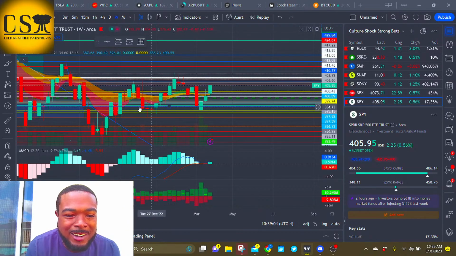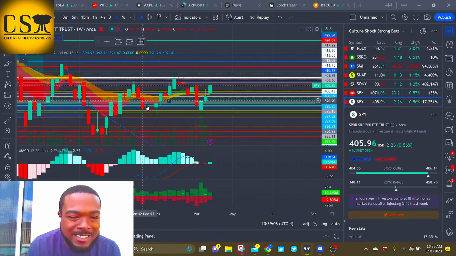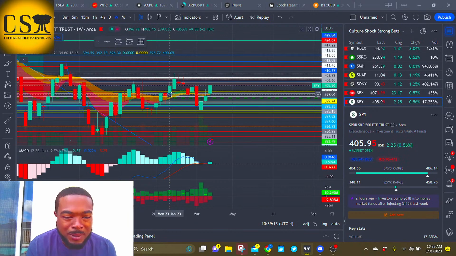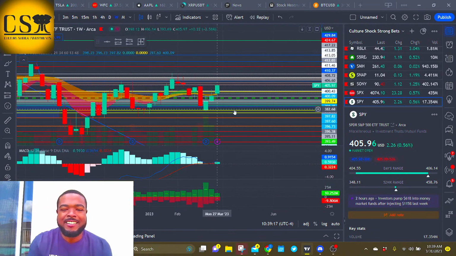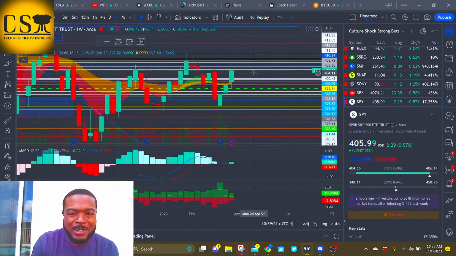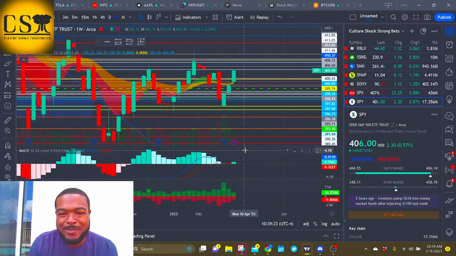This is a good range that we've been in. If you want to buy and sell in this range, that 381 to 400 was a good buy and sell range. But like I said, it's a combination of all your indicators and resources to help you come up with a conclusion on which way the market is going.